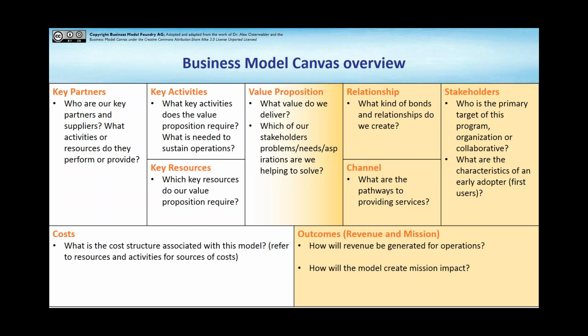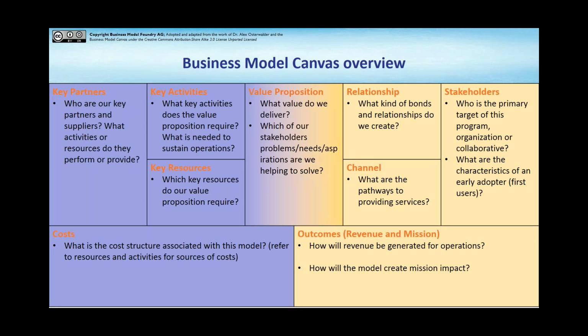What needs are you reaching? What aspirations are you helping them meet? What is the channel that you reach them? Is it the pathway to providing those services and reaching the stakeholders? And then what kind of relationship are you creating? Relationships are very important in transformational change work. How are we creating those bonds and relationships? And then what results from providing the services? That's the outcomes: the revenue that's generated from the operations, as well as the mission impact from the services.